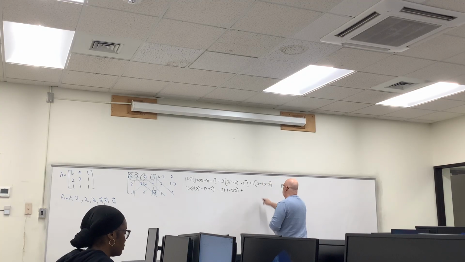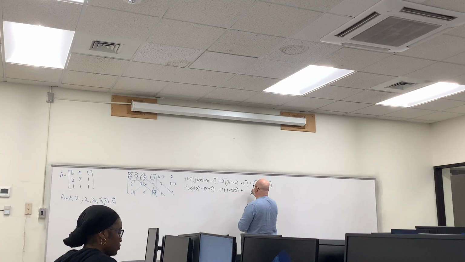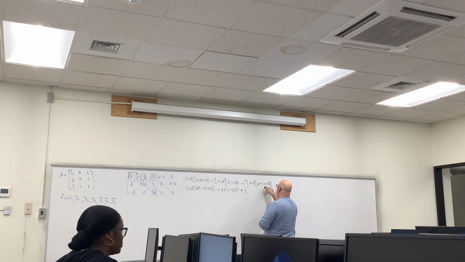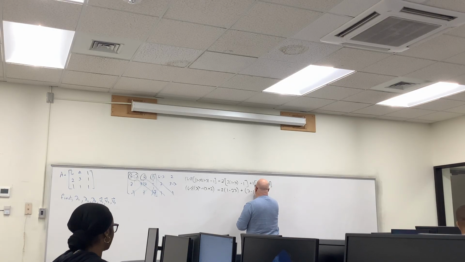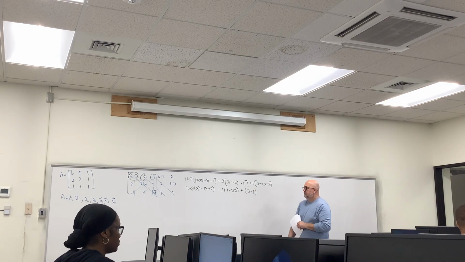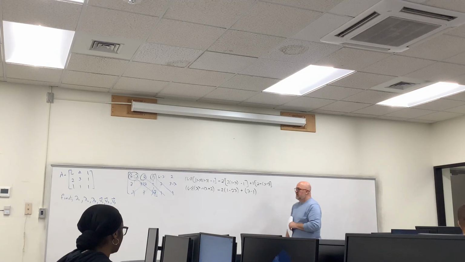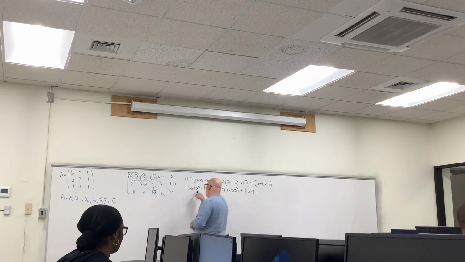Then plus, this 1 is here, so this is going to simplify much easier. This is 2 minus 3, which is minus 1. Negative lambda becomes lambda, so this becomes lambda minus 1. Now we carry this guy through.